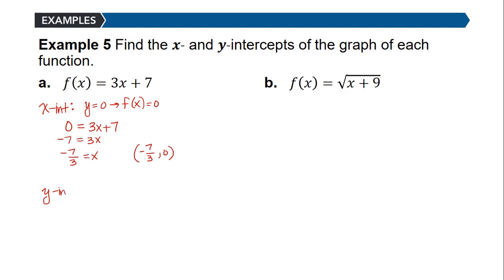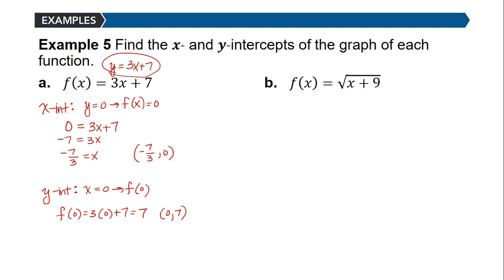The y-intercept, we want to let x equal 0, but in function notation, that means to find f of 0. So f of 0 is equal to 3 times 0 plus 7, or 0 plus 7, which is 7. Therefore, the y-intercept would be (0, 7). So if that notation confuses you, really just write that as y equals 3x plus 7, then let x equal 0, solve for y, let y equal 0, solve for x to get the intercepts.